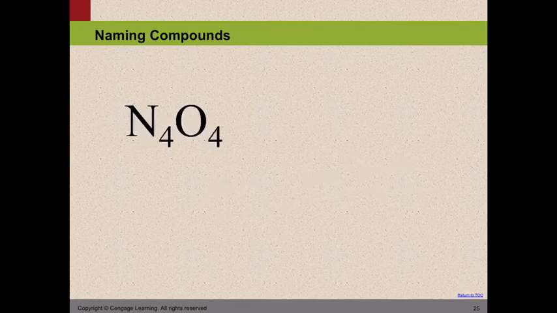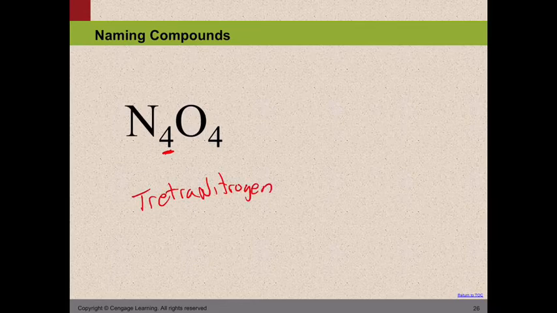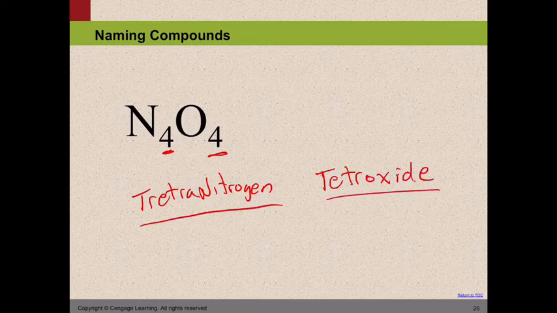Try that one real quick. 4 is tetra, so we know that's tetranitrogen. Tetra. We drop the A, oxide. Tetranitrogen tetroxide. Good.